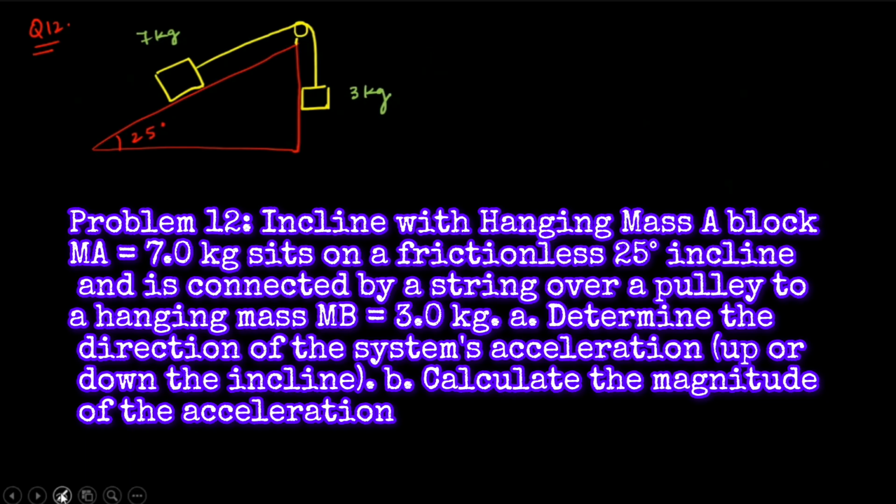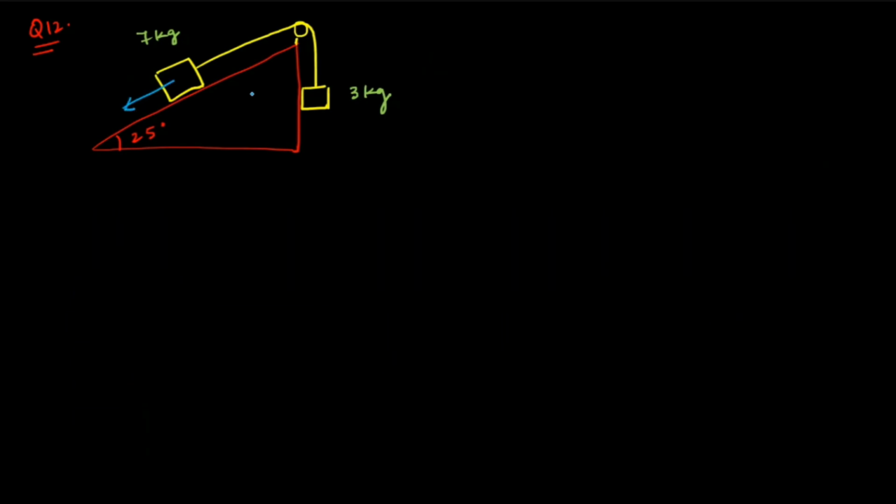Yeah, but before that, you have to actually check whether it is going to move in the direction of 7 kg or in the direction of 3 kg. How can we check this? We can check by looking at the forces acting in their respective directions. For the 3 kg mass, the force is 3 times 9.8. Whereas in this case, it is mg sin 25, which is approximately 7 times 9.8 times sin 25. So just find the value of both the forces and tell me which one is more.